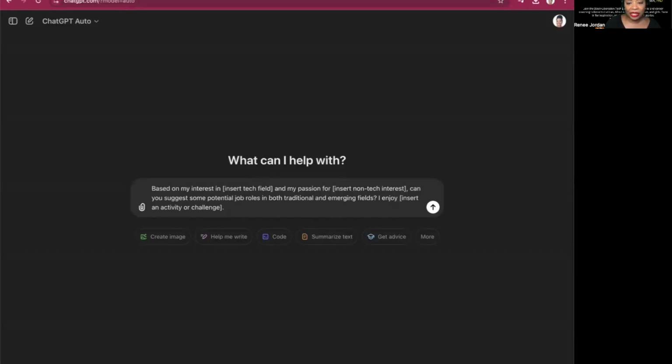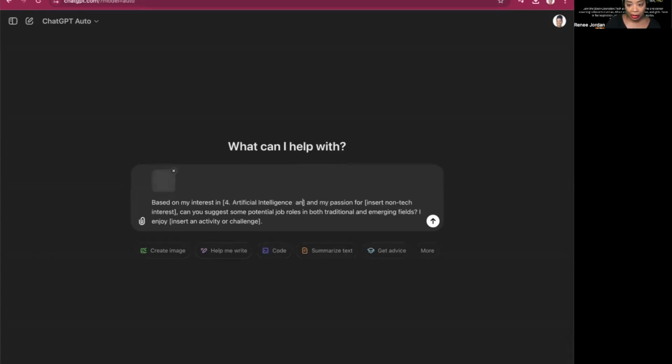Now, where it says insert tech field, I'm going to insert AI, so artificial intelligence, and I'm going to put educational technology. My non-tech interest, I'm going to enter arts, I should say, and then insert an activity or challenge. So I'm going to insert problem solving when implementing programs.